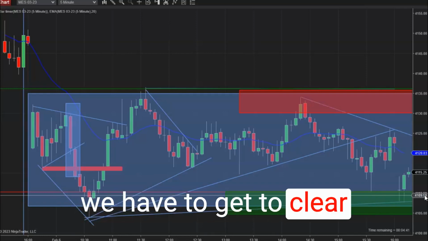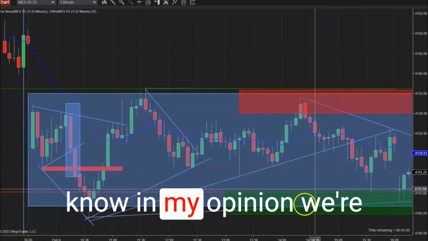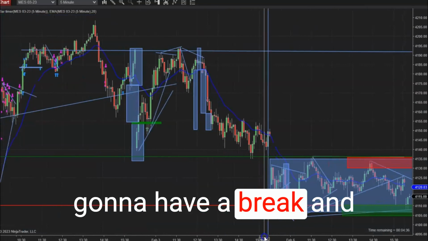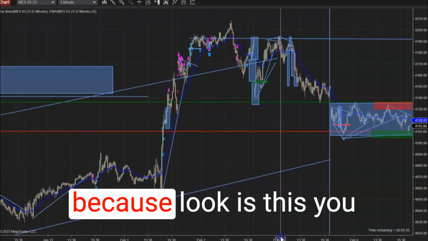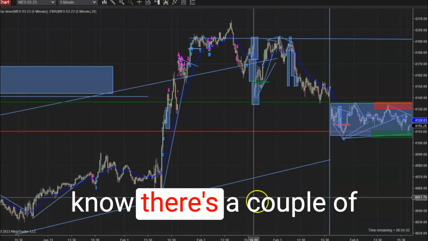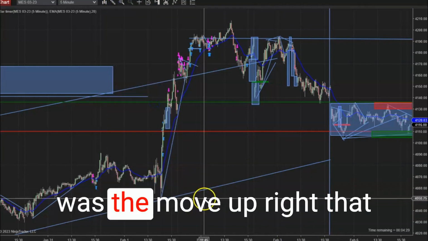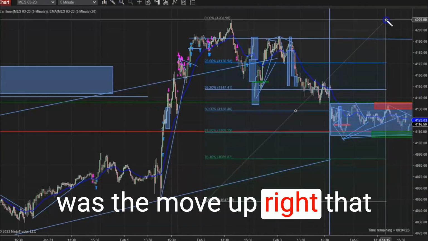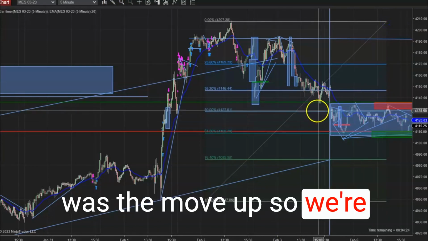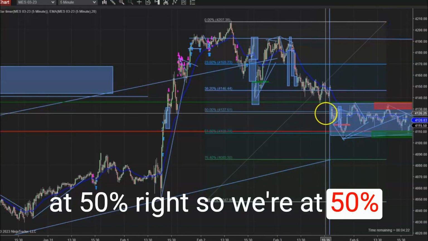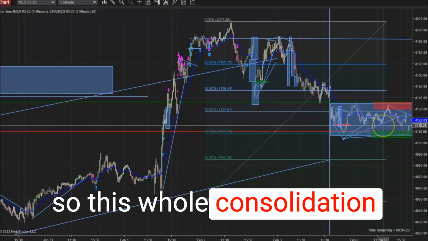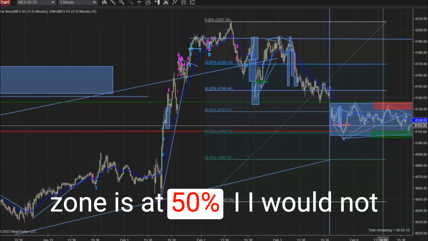We have to get to clear inflection points. So, in my opinion, we're going to have a break, and I'm going to be there for when that happens. There's a couple of ways to look at this. This was the move up, right? That was the move up. So we're at 50%. So this whole consolidation zone is at 50%.